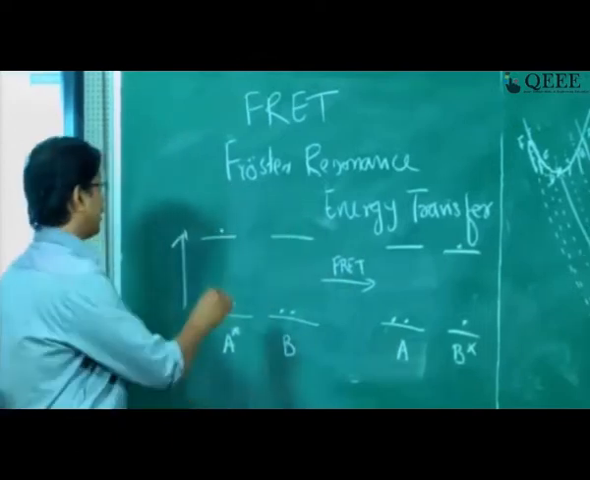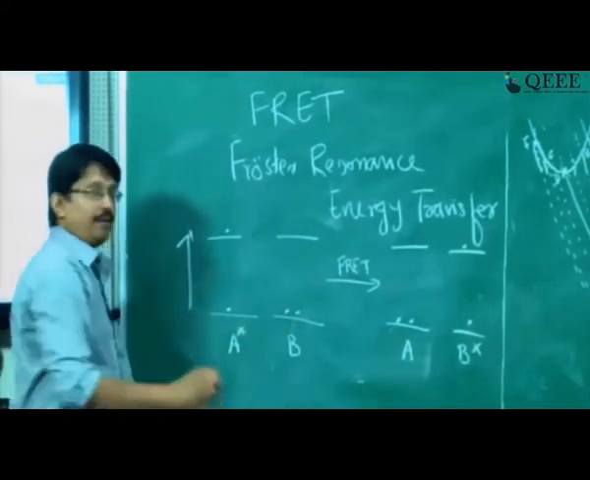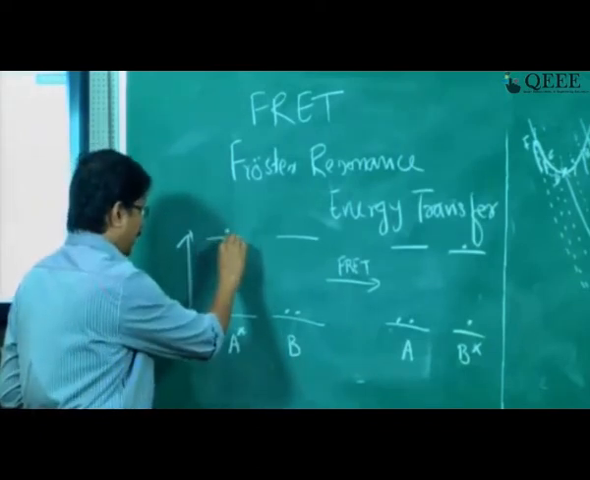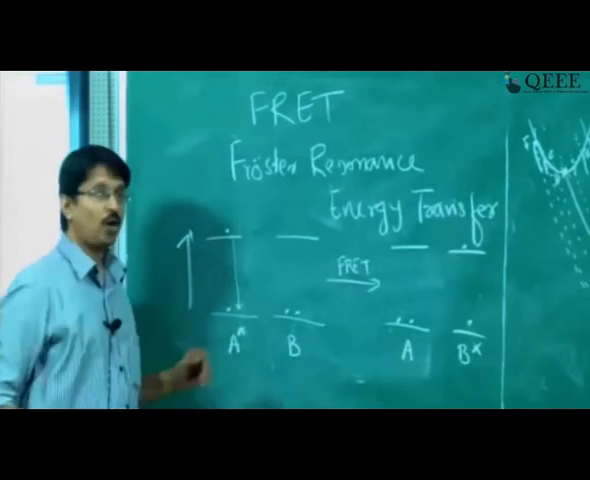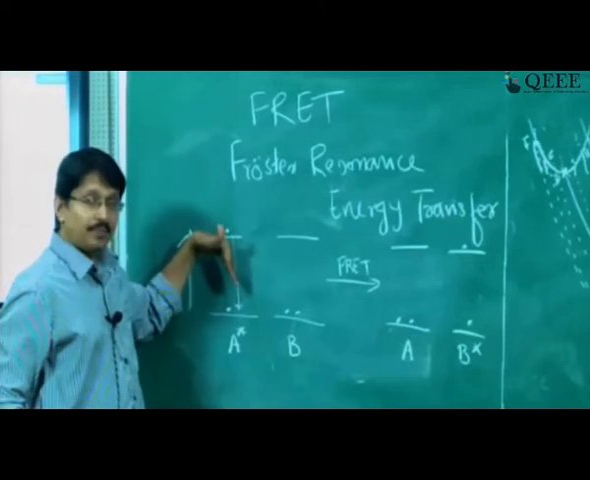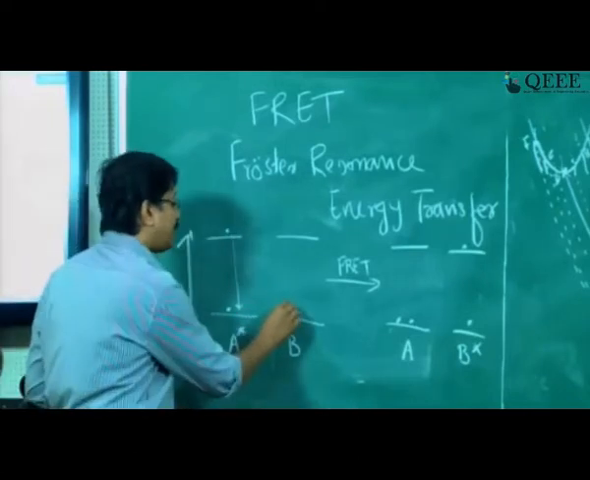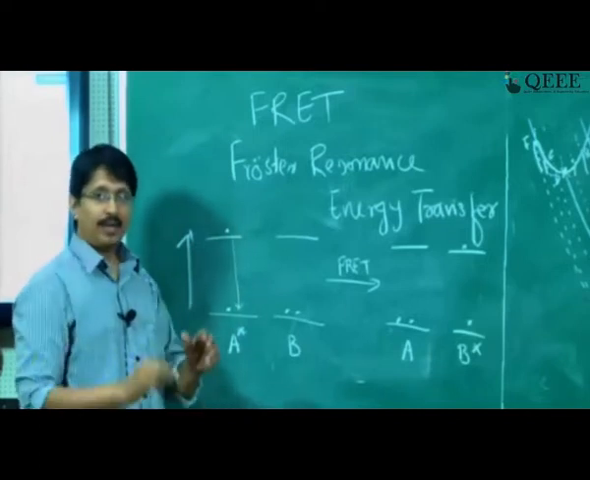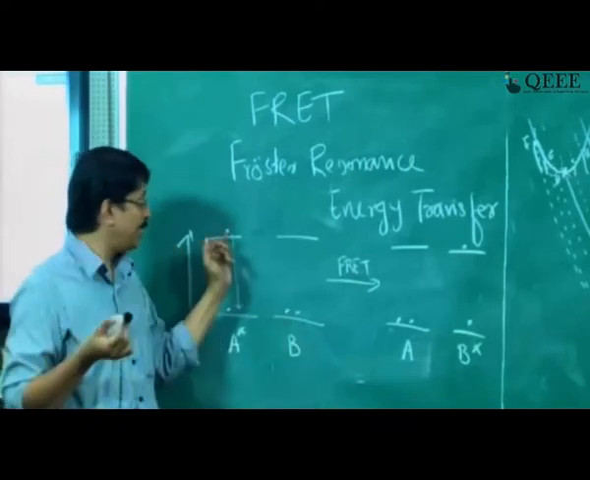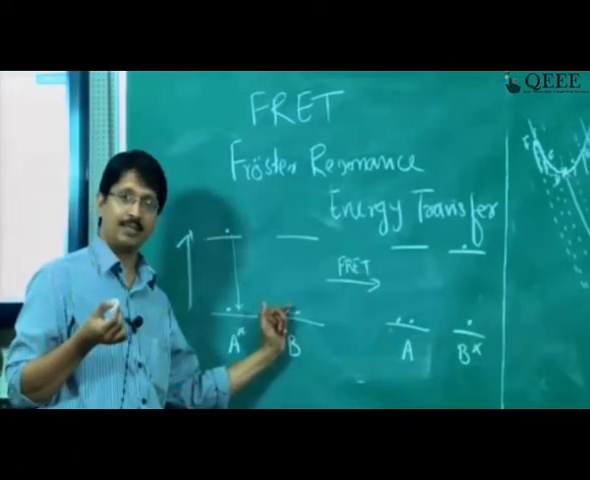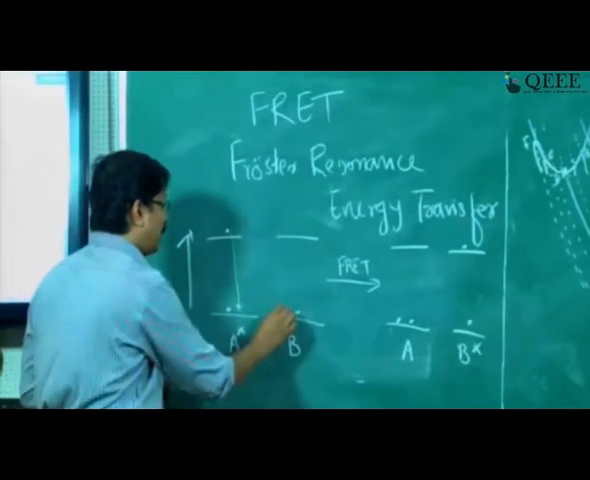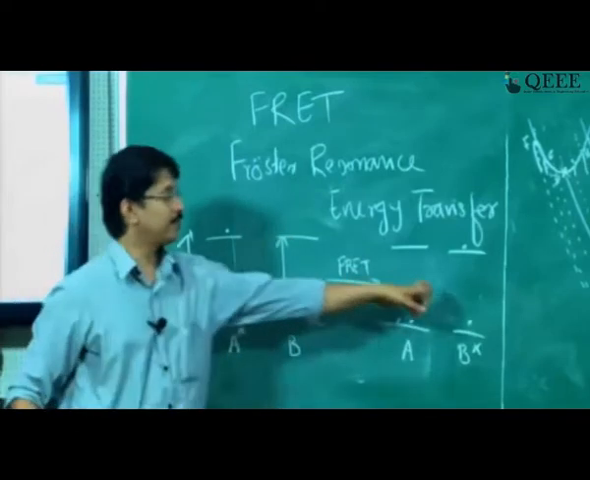How does it happen? When A star and B come close, these electrons will try to come down. Normal case it is called fluorescence. But while it comes down, the dipole of this electron can interact with the dipole of this electron. It's like magnets. Electron is a tiny magnet. The dipole of this magnet can interact with the dipole of this magnet and then displace this while it comes down. So it will jump down here, as a result it goes up here. So this situation will happen.